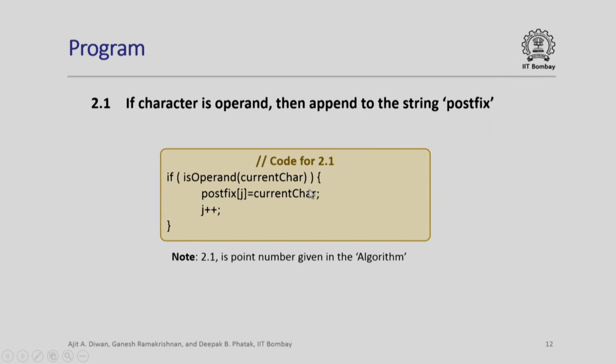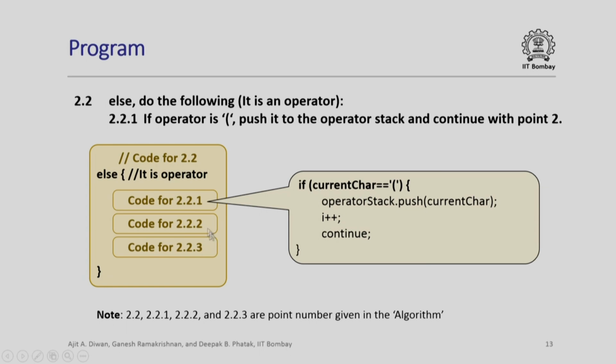So the code for 2.1, that is, if a character is an operand, we need to append it to the string postfix. Very simple: if is operand, then postfix[j] equals current char, j plus plus. Notice that the postfix string will get assembled one by one as and when something is to be appended, and that is why the variable j will increment independent of other variables, only when something is appended to the postfix string. Let us look at 2.2.